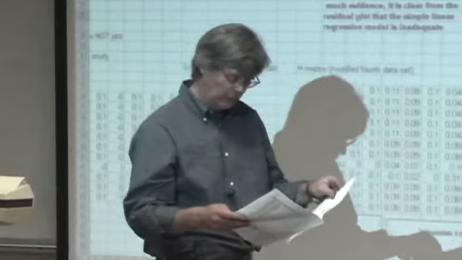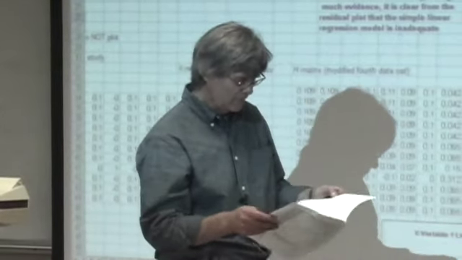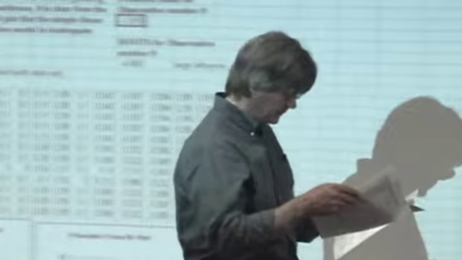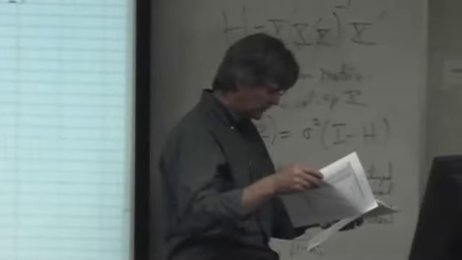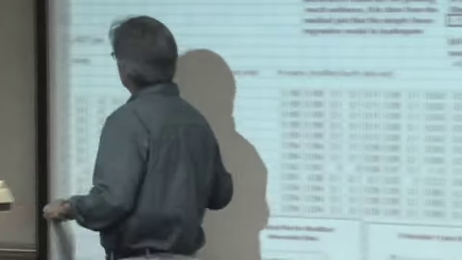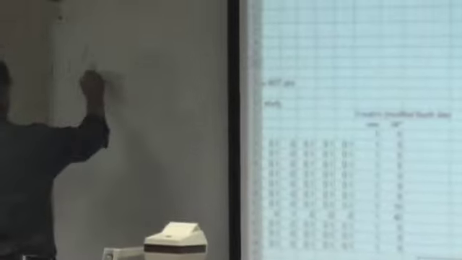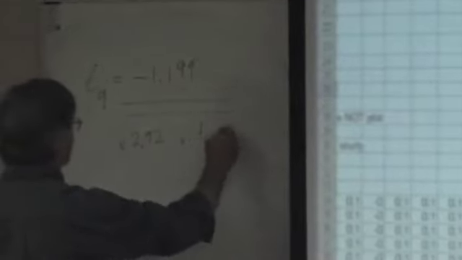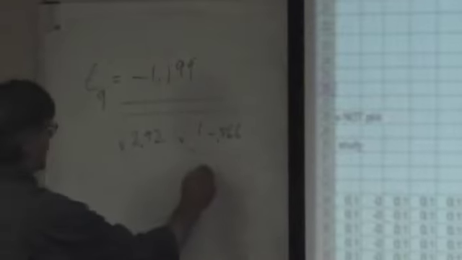Let me double check this formula. Pretty sure that's right. Yes, so that's called T9. So what I have for T9, I have to move all the way over here. So I have T9 is minus 1.199 divided by the square root of 2.92 times 1 minus 0.866. So this is your 1 minus HII. This is your SI squared under here, square root sign, and this is your EI up here.